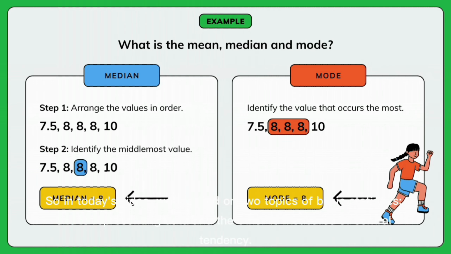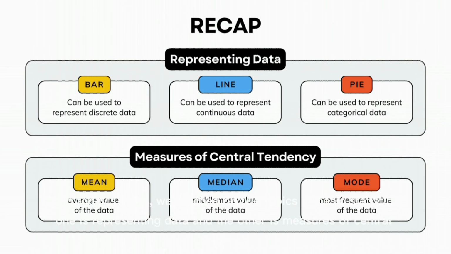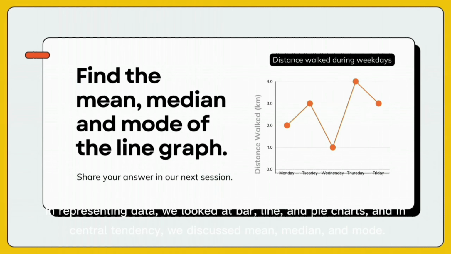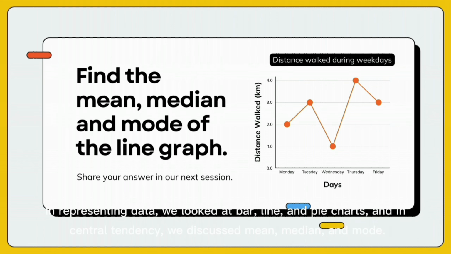So in today's video, we touched on 2 topics of basic statistics. One is representing data and the other is measures of central tendency. In representing data, we looked at bar, line, and pie charts, and in central tendency, we discussed mean, median, and mode.